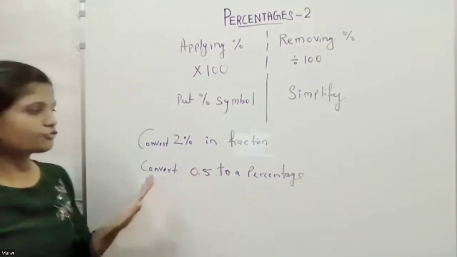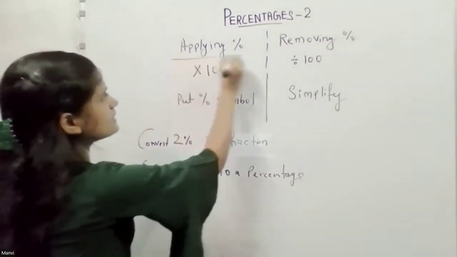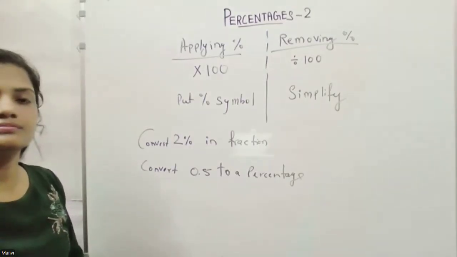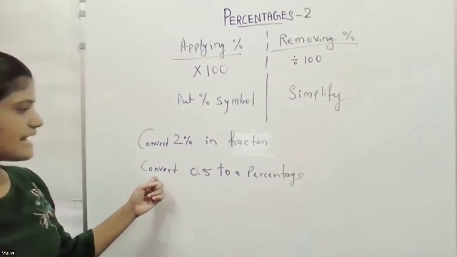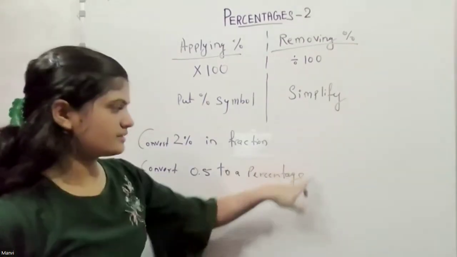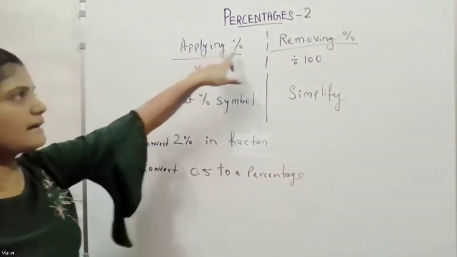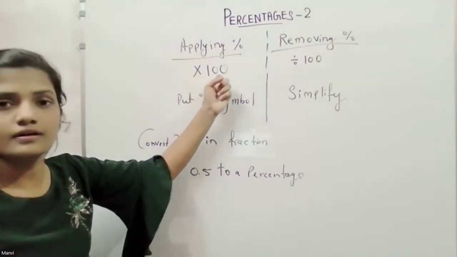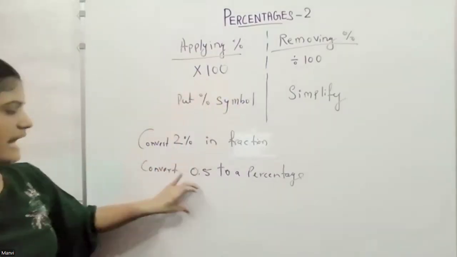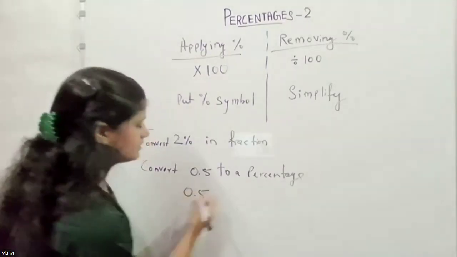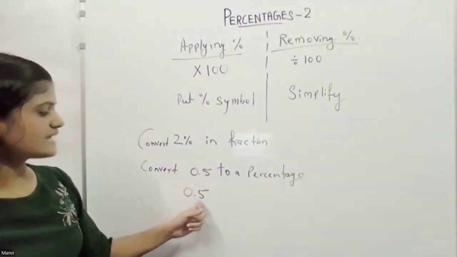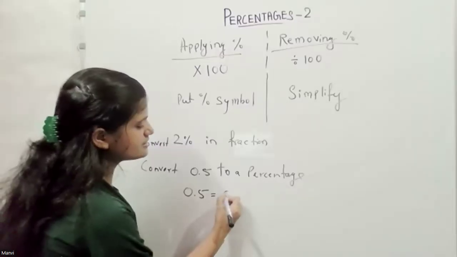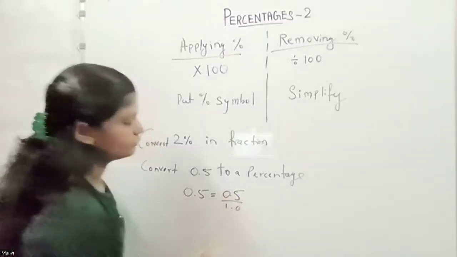Okay. So for this, what do we need to do? We need to apply percentage or remove percentage. First, let me know, do we have to apply? Yeah, as the question is asking to convert this to percentage, this means we need to apply percentage. And for applying percentage, we just multiply with 100. So whatever value we have, 0.5, if we want to write this decimal as a fraction, how can we write it? Can we write it like 0.5 by 1.0? Is it okay?